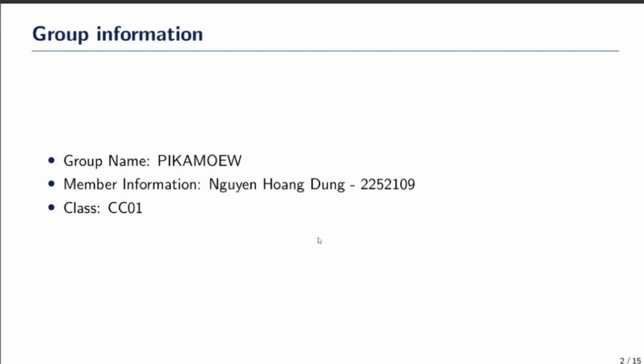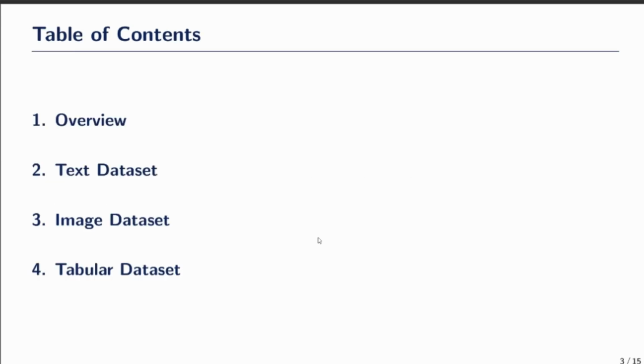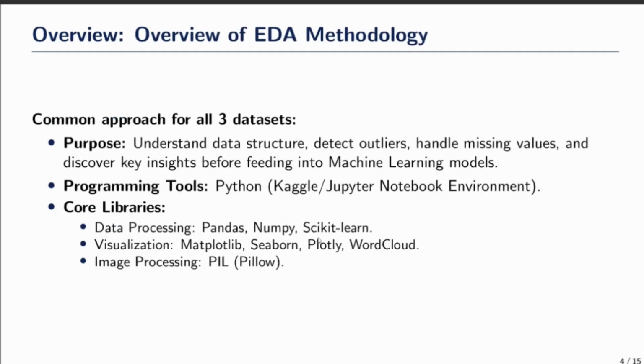Here is some information about my group. I will talk about the EDA of the text datasets, image datasets, and tabular datasets. Before we build any machine learning model, we need to understand our data. Our standard pipeline for all three datasets was built using Python, leveraging pandas for manipulations and plotly for visualizations. Our main goal was to detect missing values, identify outliers, and extract initial insights.